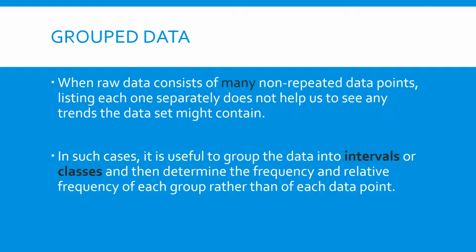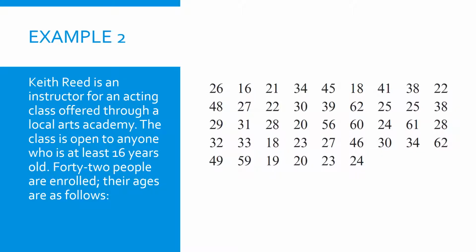So if you have a data set like this where you have many non-repeated data points, it's useful to group the data into intervals or classes and then determine the frequency and the relative frequency of each group or class or interval rather than each data point. Alright, so here we have an example with ages. This is the perfect example where you have a lot of data points and you don't have a lot of repeats. You don't see a lot of the same number repeated.